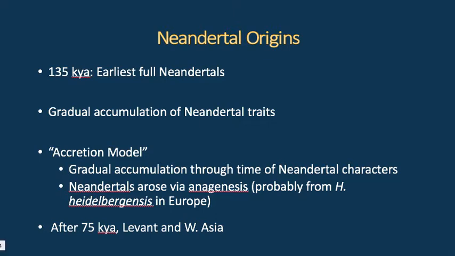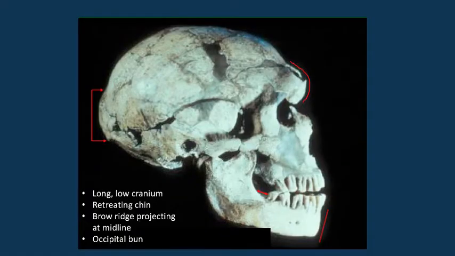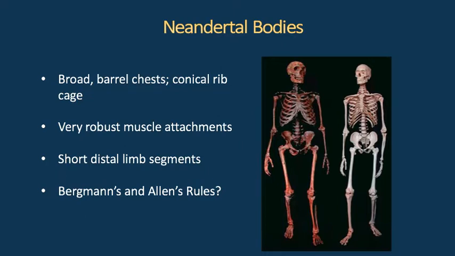So I'm going to let you go through the traits on your own. They're pretty simple. You can see illustrations in your textbook, and you can look at some of these pictures on the slides as well. A lot of the differences are pretty obvious, both in the cranium and in the body. So the bodies are shaped a little bit differently. Again, you can go through that yourself.